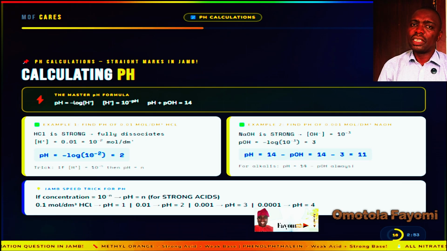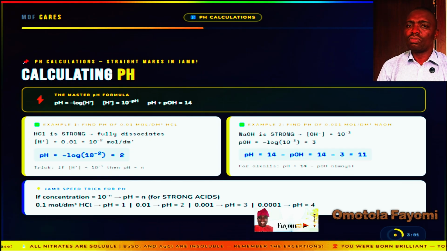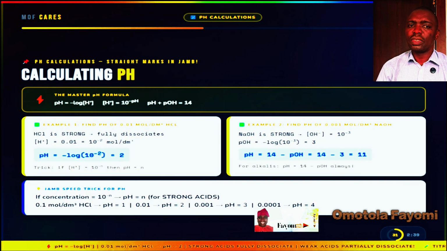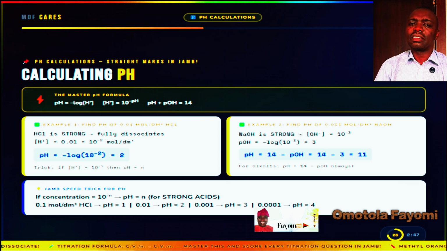pH will now be 14 minus pOH. That's 14 minus 2, which is equal to 12. Remember, for alkalis, use pH equals 14 minus pOH. For acids, use pH equals negative log of H+. Two different routes for two different types.